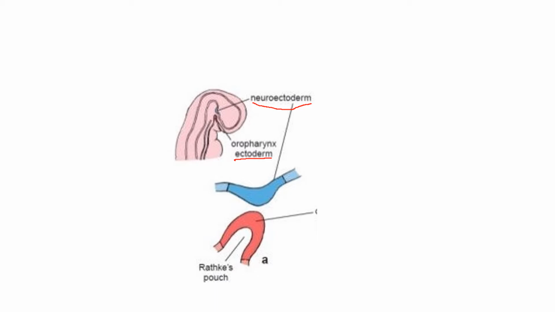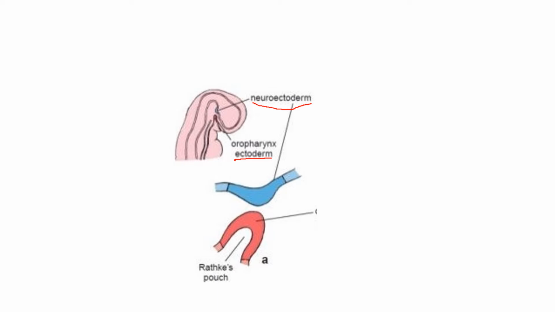So the position of the pouch. The pouch arises from the ectoderm, and that is called Rathke's pouch. The commencement of the pouch lies in the junction of the nasal septum and the palate. And after the separation, it lies over the hypophyseal fossa of the sphenoid bone.